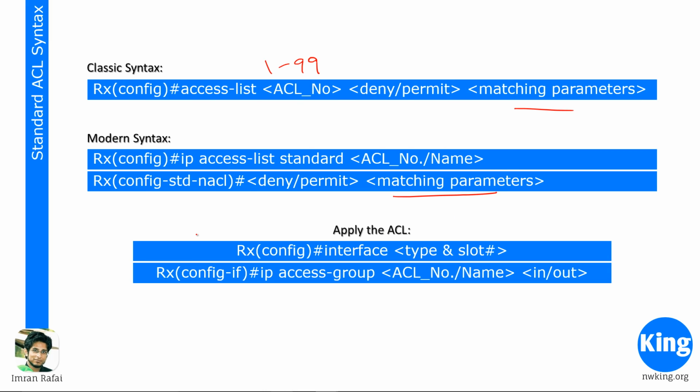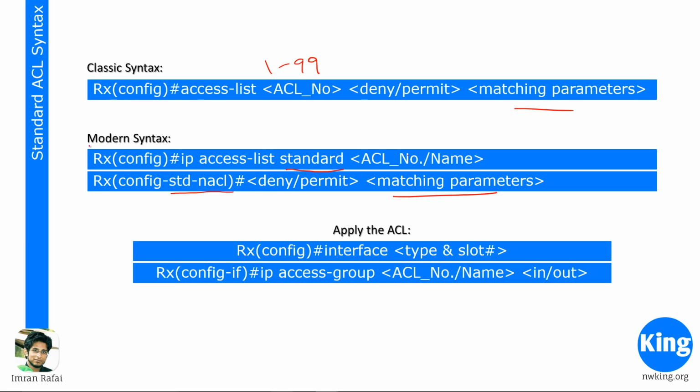The modern way of doing it is you come to global config and you say ip access-list, then you put the keyword standard. If you're doing extended, you put the keyword extended. In this case it's going to be standard, so ip access-list standard, and then you can give an ACL number, again 1 to 99, or you can give a name. You can say access list Networking, whatever that name is, that's the identifier. Immediately it goes into a sub-configuration mode. Then you individually start putting your deny and matching parameters or permit and matching parameters.